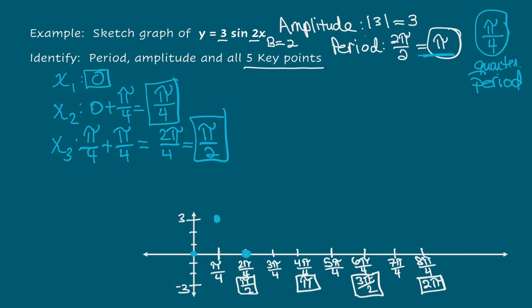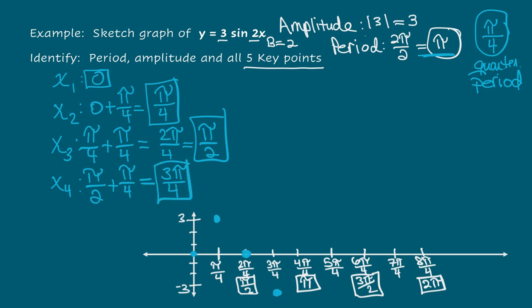My next point is going to come down here to -3, which I realize I look like I'm a little bit below -3. But my fourth point, if I add a quarter period to pi over 2 plus a quarter period, which is pi over 4, is going to be, let's see, 3 pi over 4. Don't be afraid, fractions are your friend. All right, and that's where you end up.